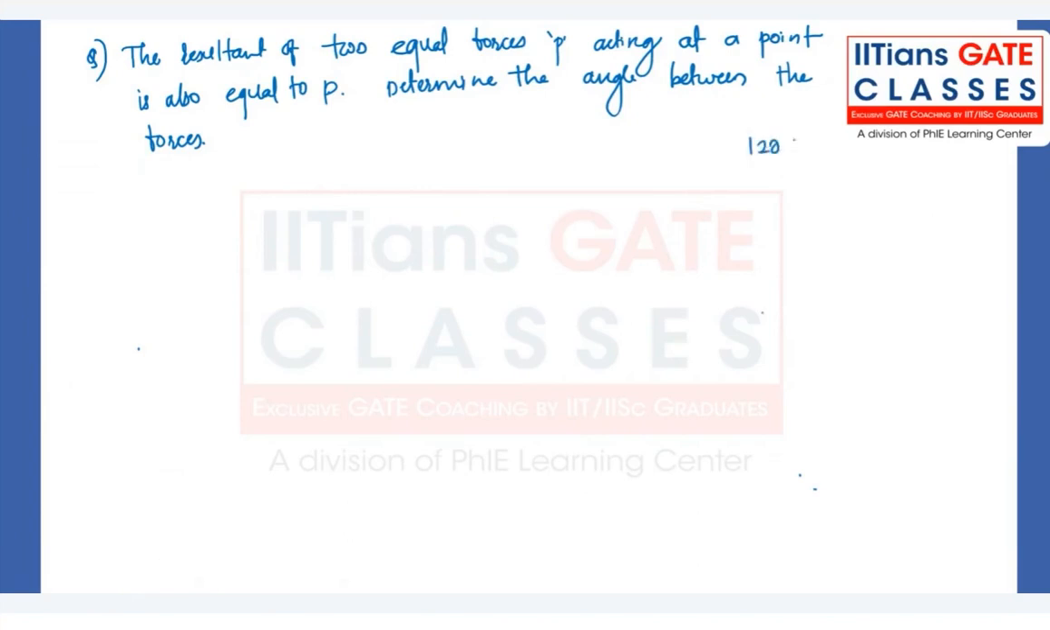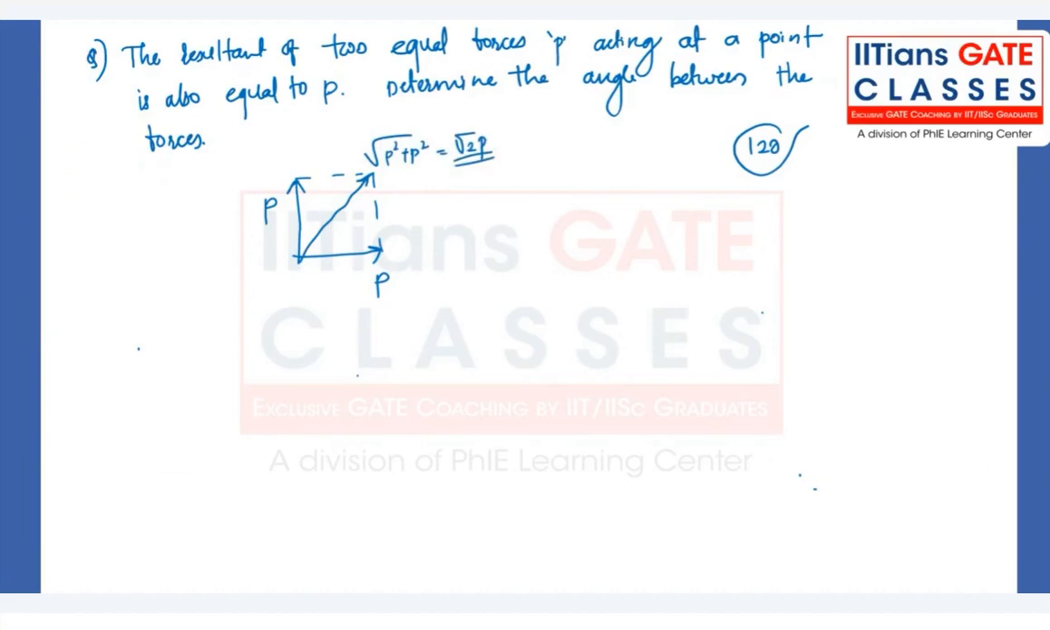At least you should draw the figure and see how it looks. Okay. Let's try to draw the figure randomly. If I draw one 90 degree, okay, suppose one force is P, another force is P. How their resultant will be? This will be their resultant, right? It is, of course, not equal to P. We know it is under root of P square plus P square. So it is root 2 P. Okay. If I say the resultant is root 2 P, then 90 is the correct answer.